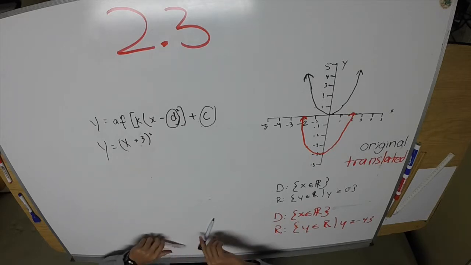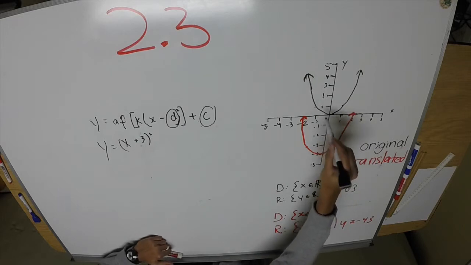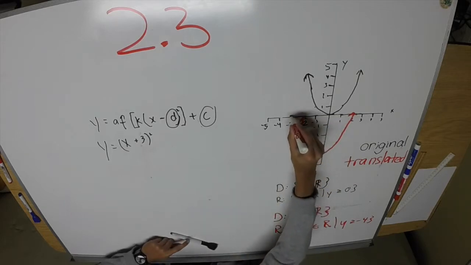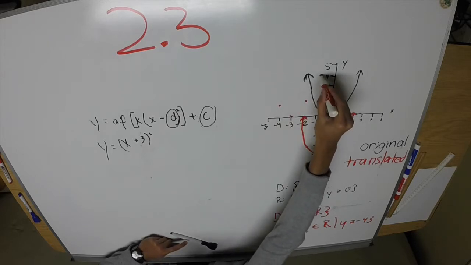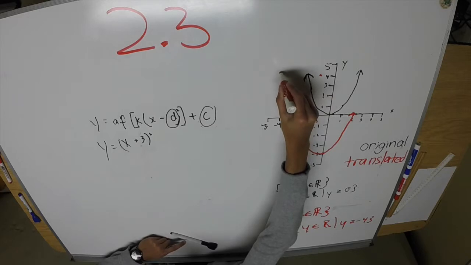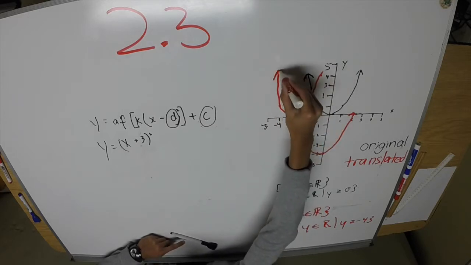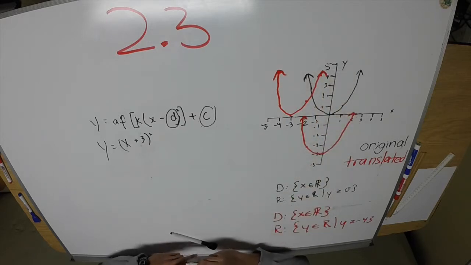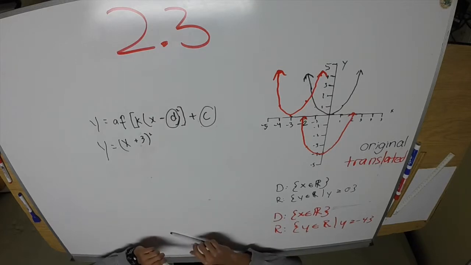To graph that, essentially the same as the other translation, nothing from the function changes except for its position. So you just move it 3 units to the left. So it goes from here to over here. So now the graph looks roughly like this. It's essentially the same, just translated 3 units to the left. And that was shown by adding a positive sign inside the bracket after the x value.